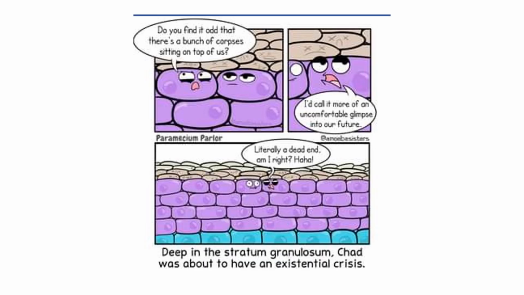Unlike some of the other jokes, I kind of like this one, where we have a layer of cells that are still alive, and they're talking to each other and say, do you find it odd that there's a bunch of corpses sitting on top of us? That's true, because the cells on the outermost layer, the stratum corneum, are dead. And not only dead, but they lack nuclei. Let's call it more of an uncomfortable glimpse into our future, because that's what's happening.